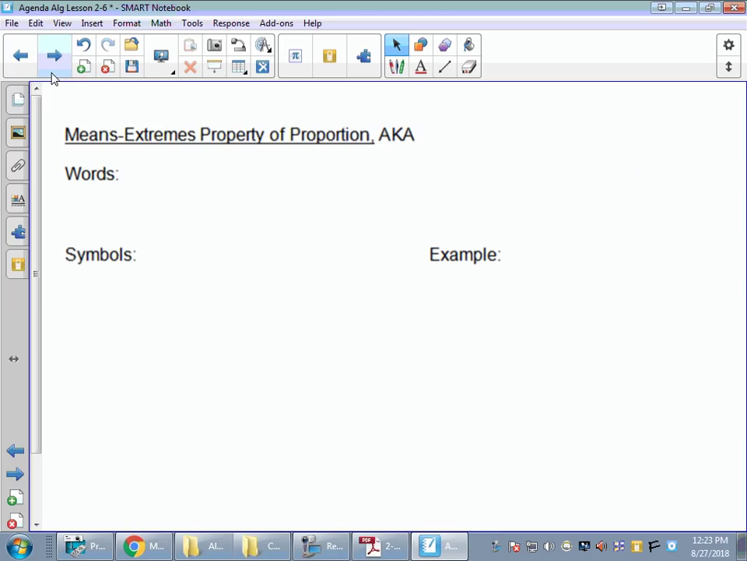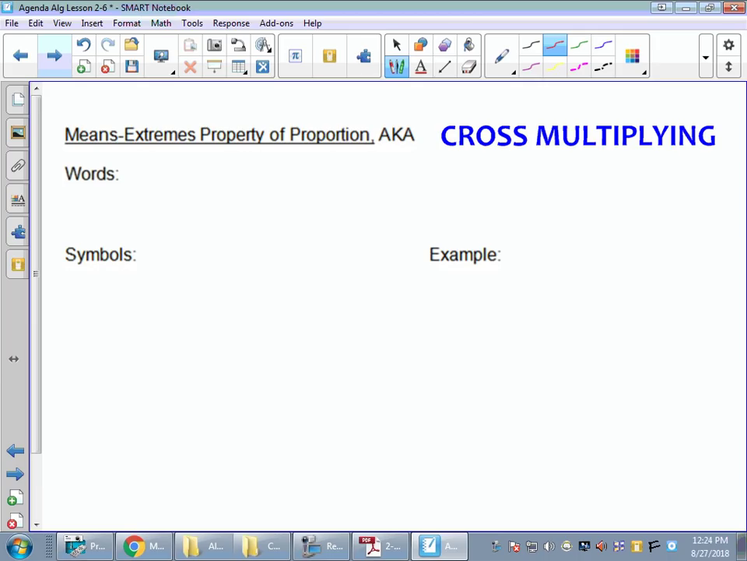Okay? Let's talk a little bit about this. This word here means extremes property of proportion. All that means is a lot of word jargon just to say basically cross multiplying. That's what we talk about, cross multiplying. We don't even need to put the words up there. Your means are the bottom left and the top right of a fraction, and your extremes are the top left and bottom right. Not really important. Doesn't really matter much. So thinking about symbols, we're just giving you the process of cross multiplying and where it came from.